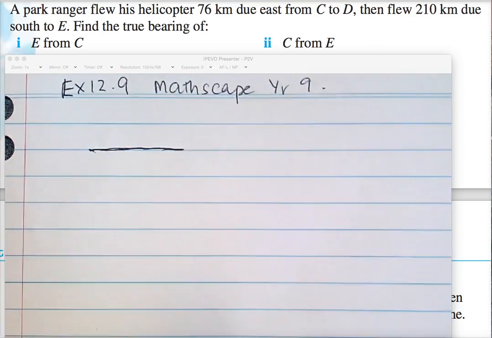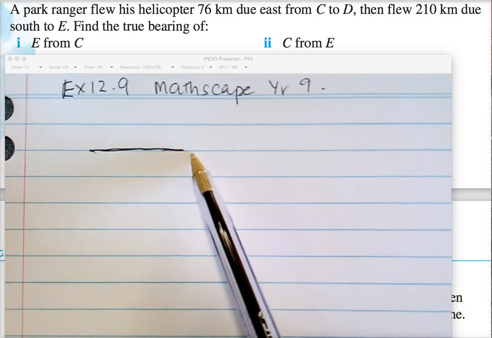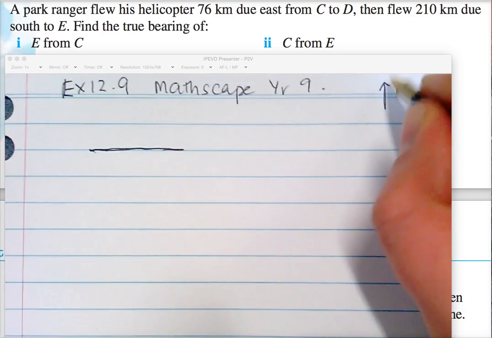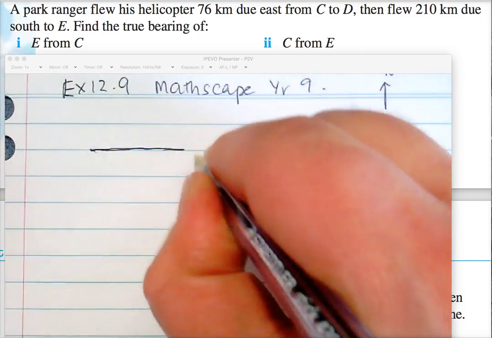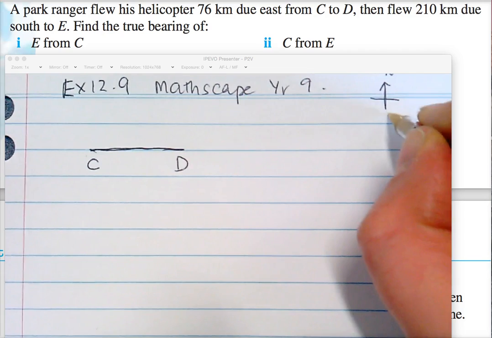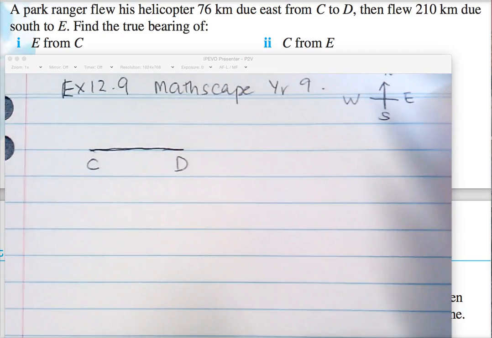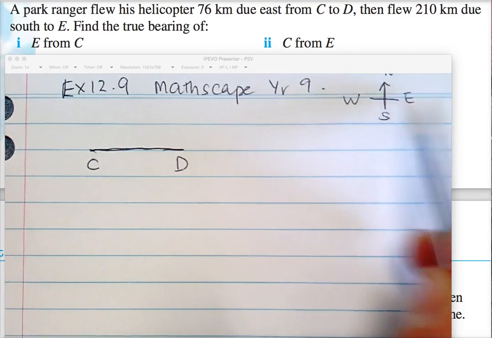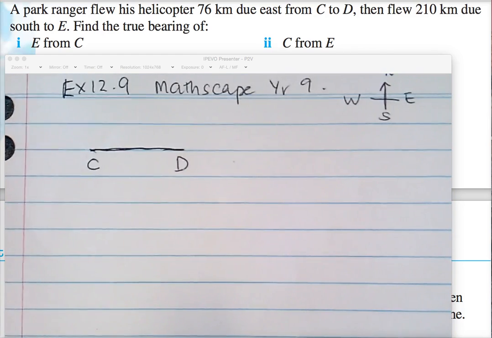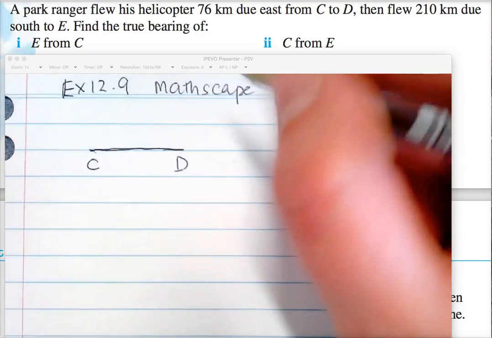Which one's C? Where do I put C, on the left or on the right? From C to D, he's going east, so he's travelling this way. C is there, D is there, because if you go north, south, east, west, and you want to travel east, you're travelling across like that. From C to D, he's going due east. We okay with that? So we put 76 kilometres.